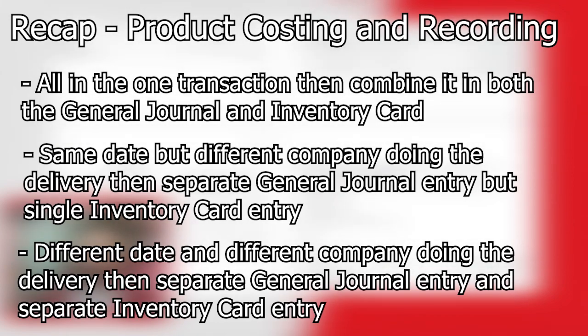And in the general journal for both different suppliers, you would need to, because again, separate source documents, you put them both in the general journal. So that's a very quick, brief walkthrough in product costing. But let's do period costing now.